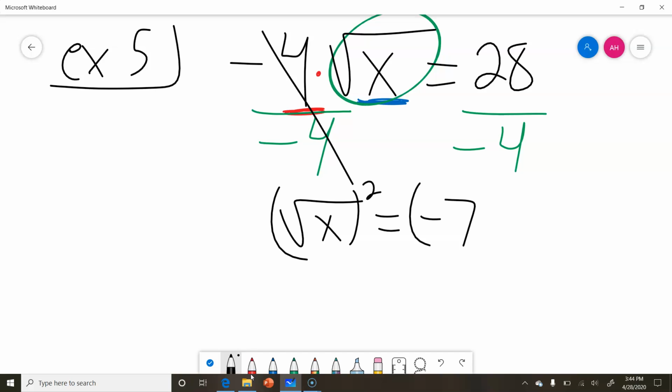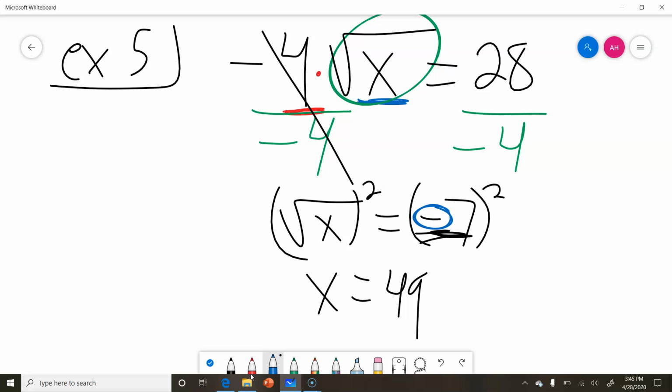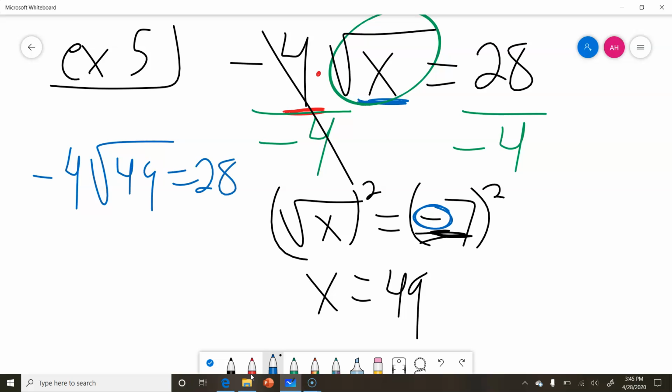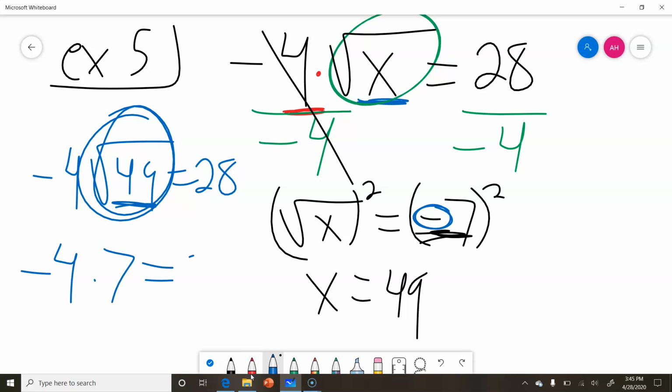Now I square both sides, but look at this, this was a negative, so I know it's not going to work, but I'm going to go ahead and get x equals 49. But now I need to check that and see if it would work. I know it's not going to, though, because of that negative sign right there, right? I'm going to have negative 4 times the square root of 49 equals 28. Okay, so then I do what's in here, the square root of 49. I get negative 4 times 7 equals 28.